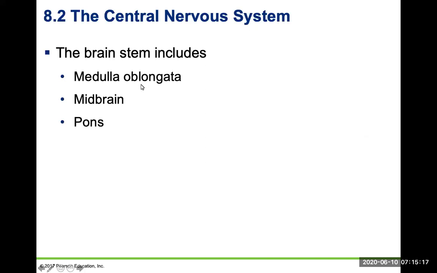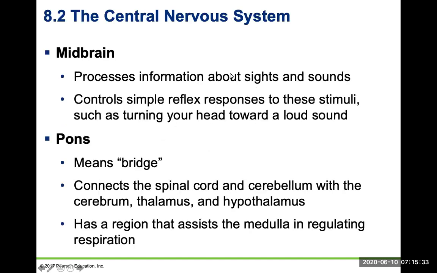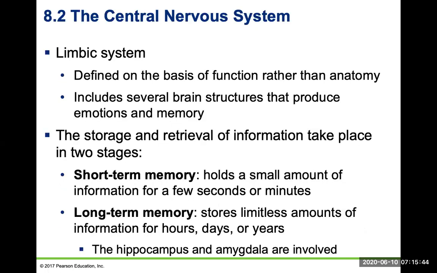The brainstem is the part of the brain that connects the brain to the spinal cord, and it consists of your medulla oblongata, the midbrain, and the pons. The medulla serves as a pathway for all sensory information going to the brain and all motor messages leaving the brain. The midbrain processes information about sights and sounds. The pons connects the spinal cord and cerebellum with the cerebrum, thalamus, and hypothalamus. The limbic system is defined on the basis of function rather than the actual anatomy, and it includes several brain structures that produce emotions and memory.